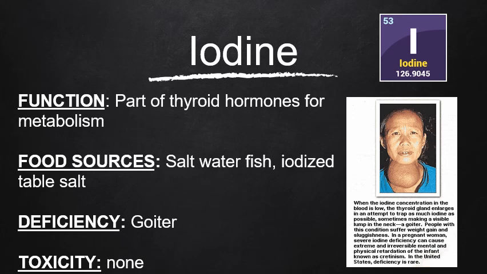Now, a goiter is what you see here, which looks like a very swollen neck, which is actually a swollen thyroid gland. So it says when the iodine concentration in the blood is low, the thyroid gland enlarges in an attempt to trap as much iodine as possible, sometimes making a visible lump in the neck, or a goiter. Okay, so a deficiency can lead to a goiter. However, iodine toxicity, there is no real danger in having too much iodine because it is not considered toxic.